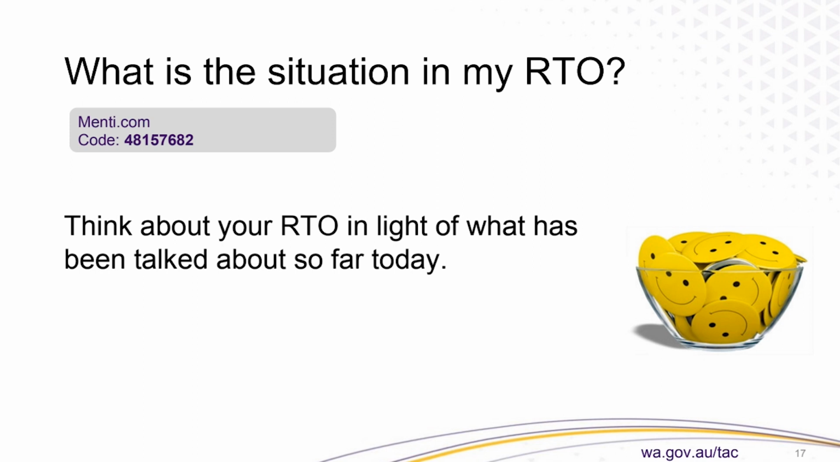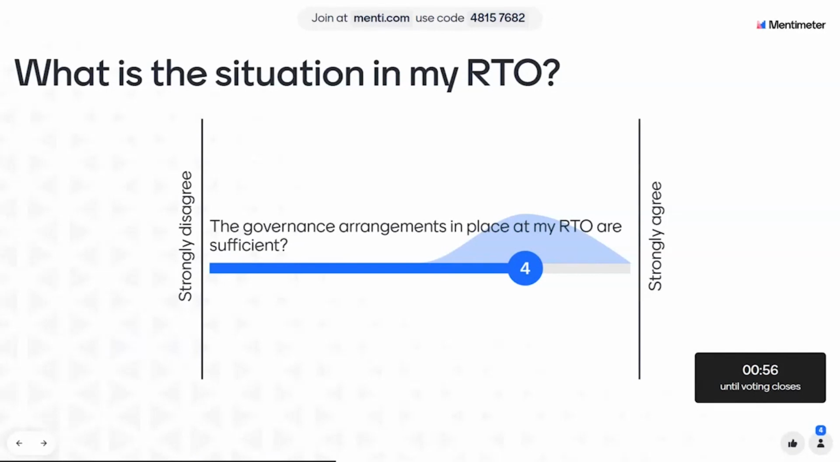So the Mentimeter code is there for you, and Mel has also popped the link in the chat box. And here's your first question about the governance arrangements that are in place in your RTO. So what we want you to do is to use this scale and say, we think we've got really good governance arrangements in our place, which you would put the scale towards the strongly agree, or maybe things need a bit of improvement, and you would move the scale towards the strongly disagree. So where does your RTO sit on this scale? And you'll see that that number changes as you are responding.